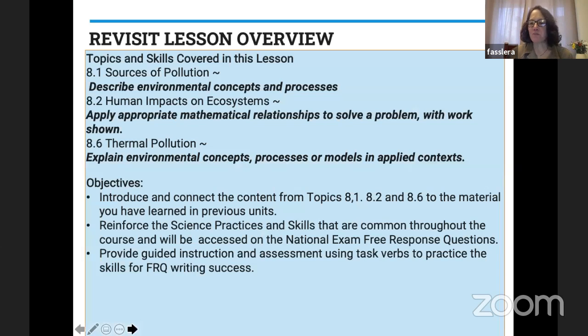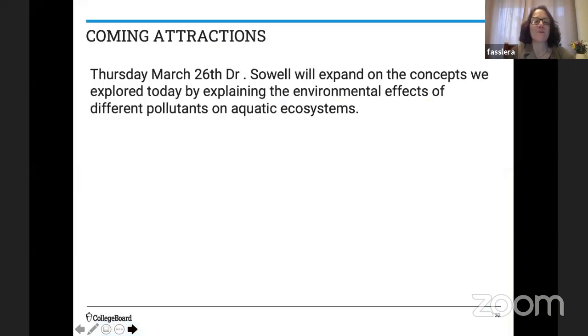So just a quick debrief. Let's look back at those objectives we had from the beginning of the lesson. We introduced some new content, but made sure we linked it back and reinforced some of the content that we spiraled back to from the first 7 units. We did hopefully a really good job of reinforcing some of those skills and practices that are global for our exam, and then gave you a little bit of guided instruction for some practice on that.